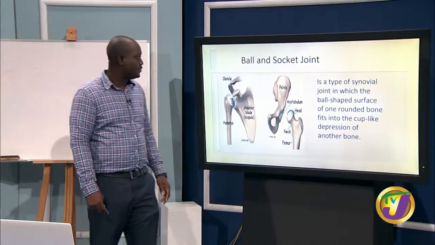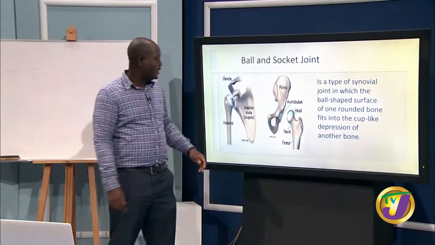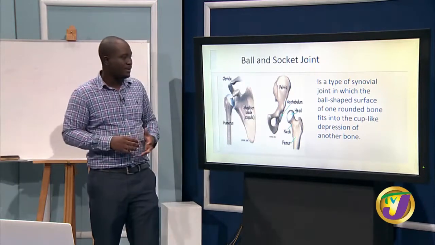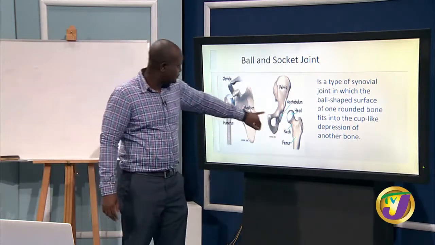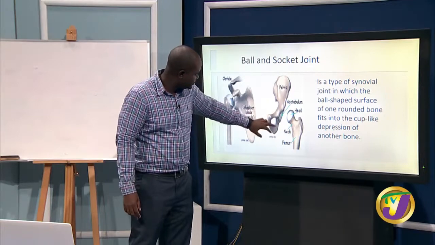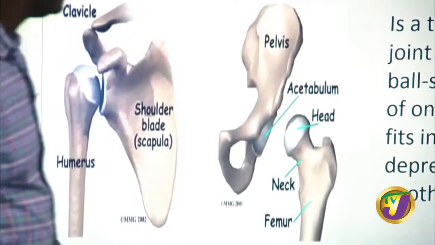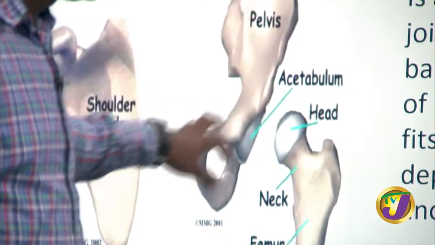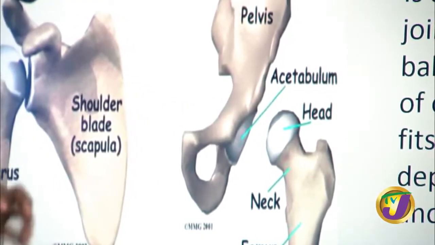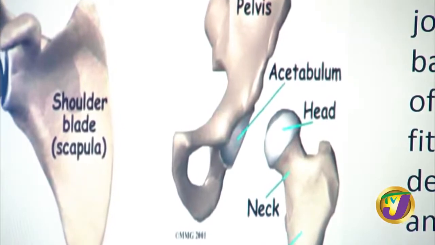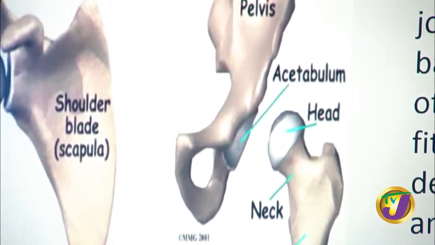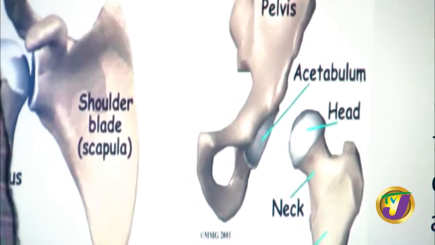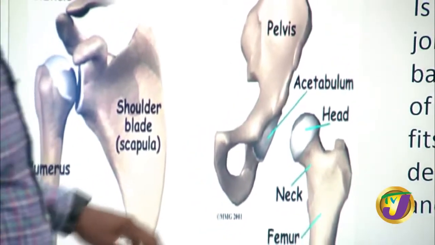So the ball and socket, as the name suggests, the head of one bone fits into the round depression in the other bone, called the acetabulum. Right? So the head fits into it, and so you have a wide range of movement. You have 360 degrees of movement with a ball and socket joint. The disadvantage, however, is that it dislocates very easily.